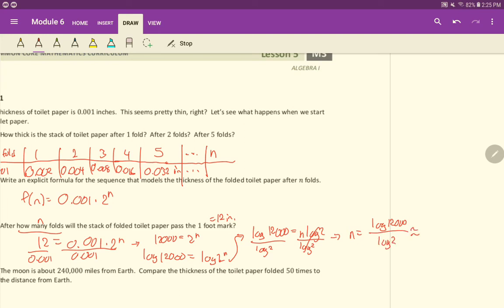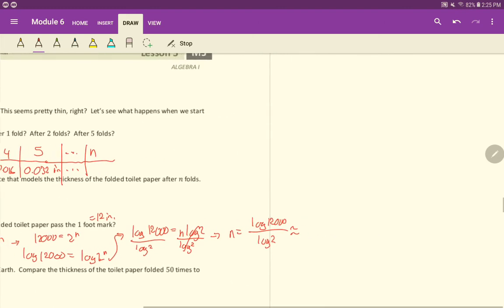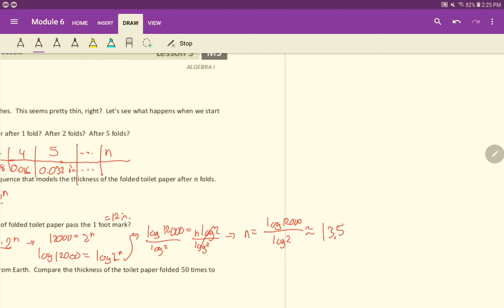Or, which we really want an approximation here. Okay, so approximately 13.55. Or in other words, we'll need how many folds? 14 folds to pass that 1 foot mark. 13 folds will be too short. We need to go over 13, so that means 14 folds. Now, the other thing you have to concern yourself with here is that you can't fold paper infinitely. At some point, it won't stay folded, and so that's something you also have to think about too. So you might not be able to fold the toilet paper 14 times.